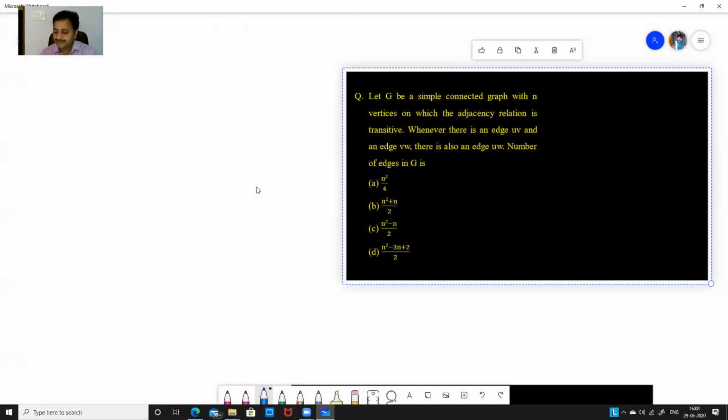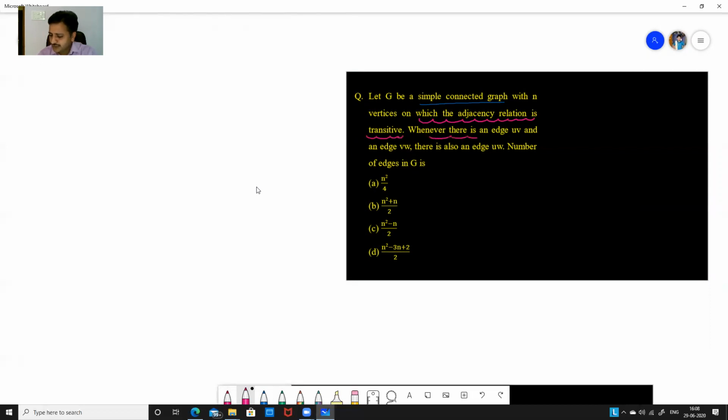A very interesting problem. Let G be a simple connected graph with n vertices on which the adjacency relation is transitive. The most important keyword in this problem is the adjacency relation. The adjacency relation is transitive. What do you mean by transitive?